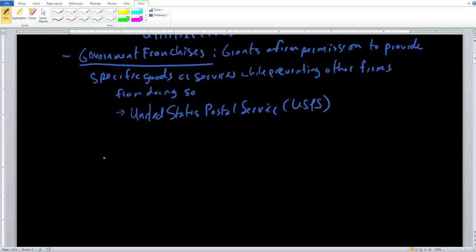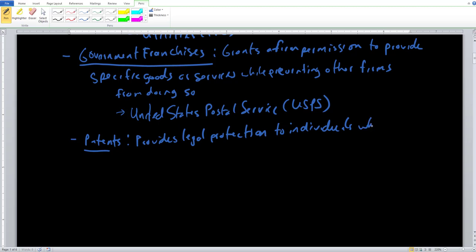Other types of government protection are things that you already sort of know about, and that's where you hit the patents and copyrights. So patents. And patents are going to provide some type of legal protection to individuals and firms who invent new products and processes. So it provides legal protection to individuals who invent new products and services or processes.